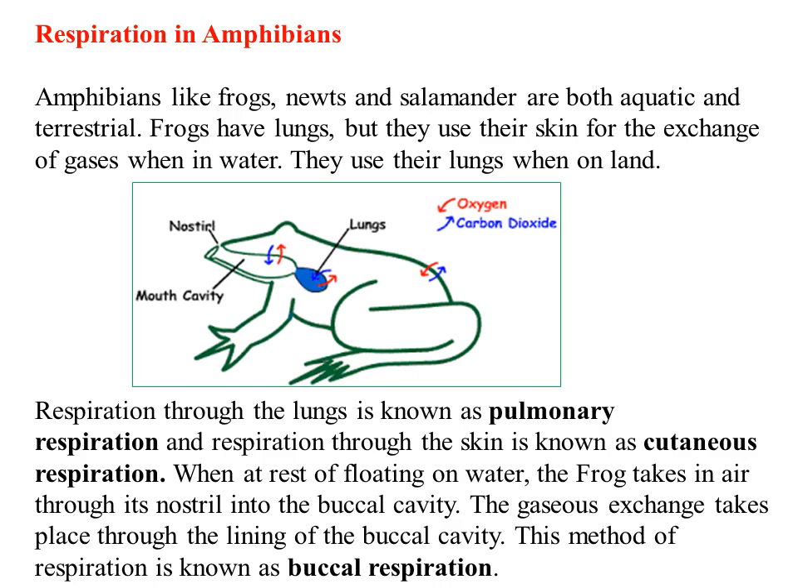And when at rest or floating on water, frogs take in air through the nostril into the buccal cavity, and the gaseous exchange takes place through the lining of the buccal cavity. This method of respiration is known as buccal respiration. Here you can see, when respiration takes place near the mouth cavity, this is known as buccal respiration. So three types of respiration take place in amphibians. One is buccal respiration, another is pulmonary respiration, that is by lungs, and another is cutaneous respiration, that is respiration through skin. Okay.